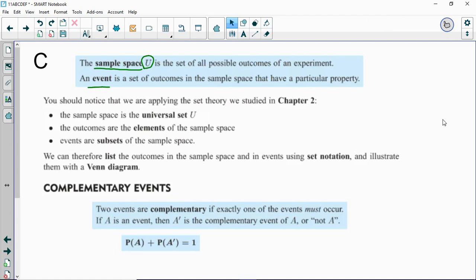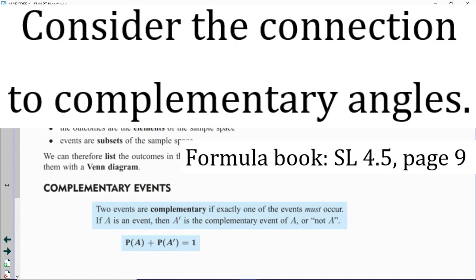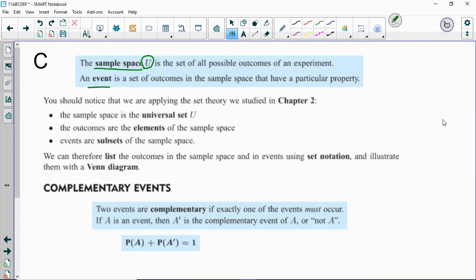Down below, we have complementary events. Their probabilities must add up to 1. So, for example, outside the realm of quantum mechanics, a person must be either dead or alive. So the probability of a person being dead plus the probability of a person being alive must be equal to 1.